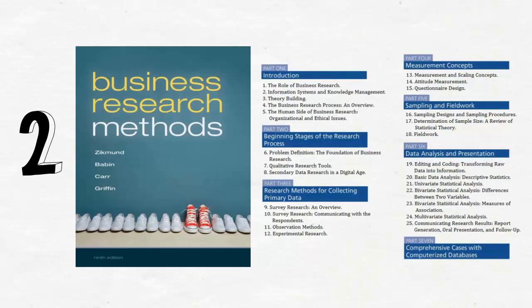Part 5 deals with sampling and fieldwork. Part 6 deals with data analysis and presentation. Here, we can learn about descriptive statistics, univariate statistical analysis, bivariate statistical analysis, and multivariate statistical analysis. Finally, part 7 deals with comprehensive cases with computerized databases.